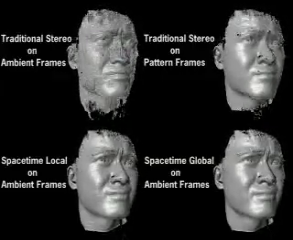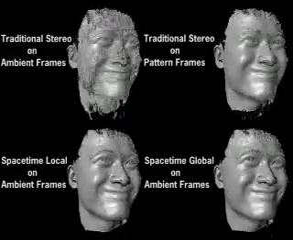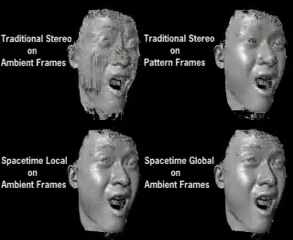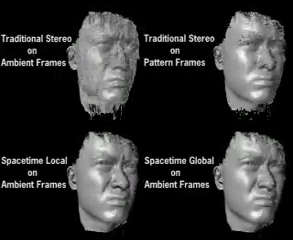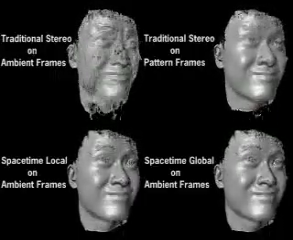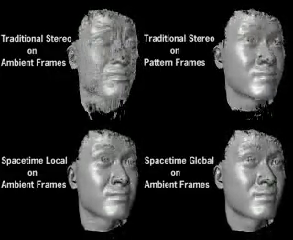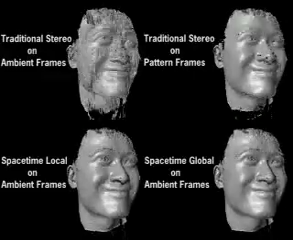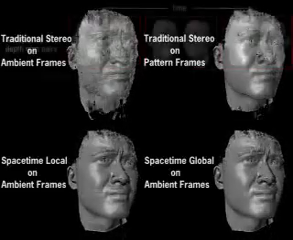On the lower left, we apply space-time stereo at each ambient frame. Space-time stereo integrates stripe information from neighboring frames, yielding high-resolution shape with greater temporal coherence. However, some striping artifacts arise from overfitting. Finally, on the lower right, we show our new space-time stereo reconstruction, again at the ambient frames. By enforcing global consistency constraints, the new method avoids overfitting and substantially reduces the striping artifacts.